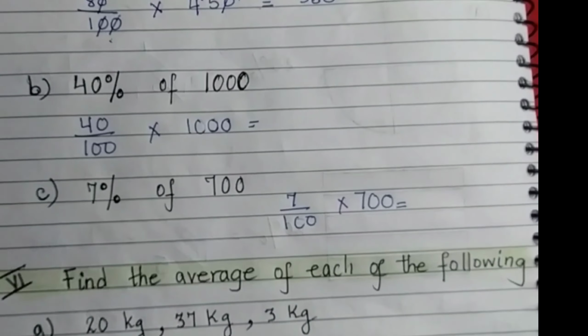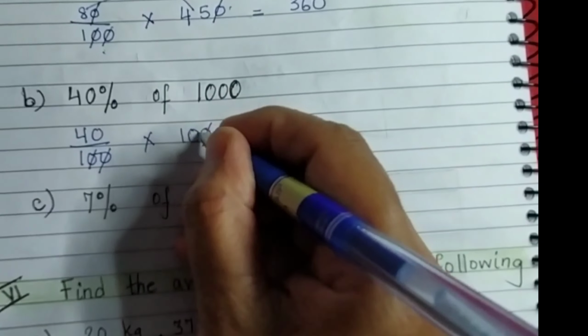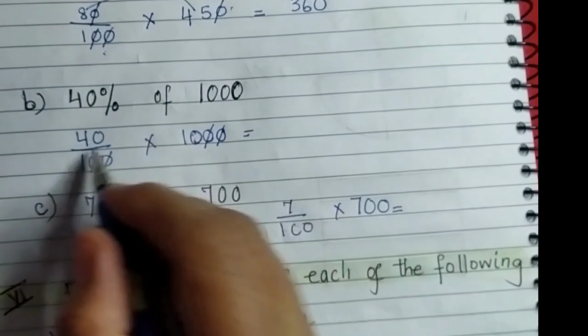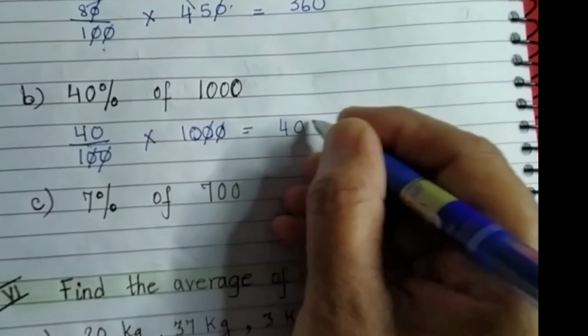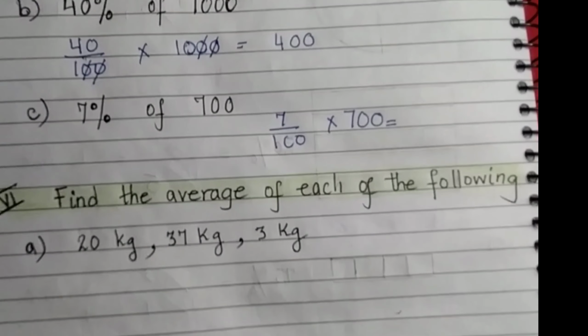Moving on to the B part. Let's cut the 2 zeros and cut the 2 zeros. So how many zeros are we left with? 2 zeros are left. So 4 and 2 zeros. Then moving on to the third part.